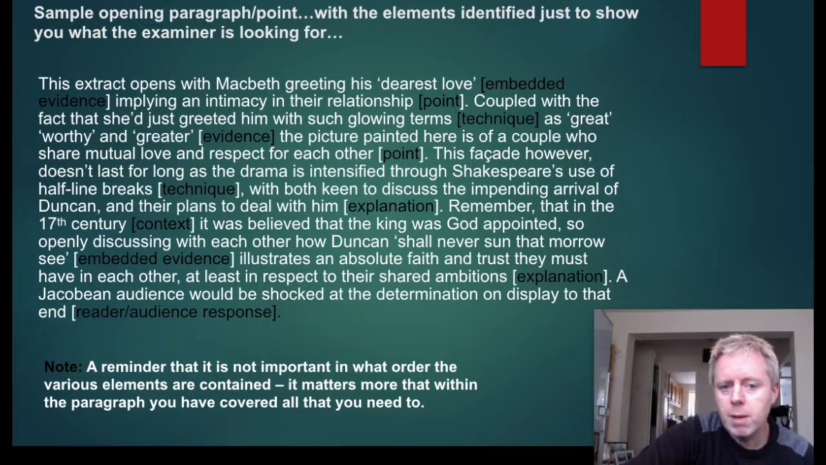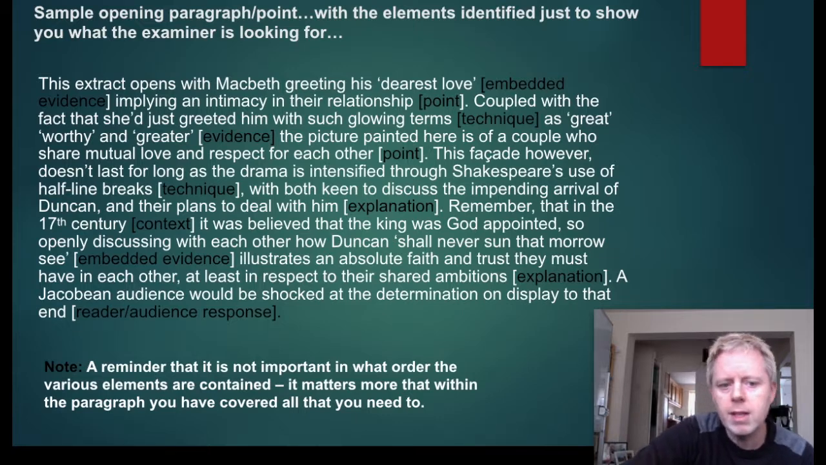This extract opens with Macbeth greeting his dearest love, implying an intimacy in their relationship. Coupled with the fact that she'd just greeted him with such glowing terms as great, worthy and greater, the picture painted here is of a couple who share mutual love and respect for each other.